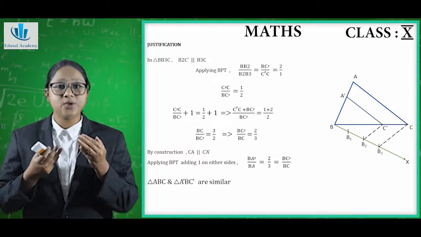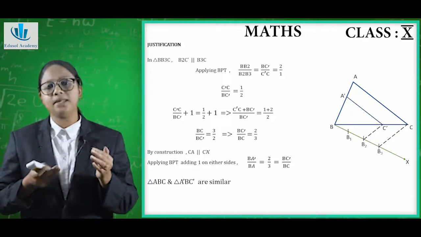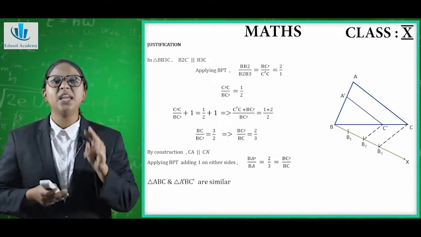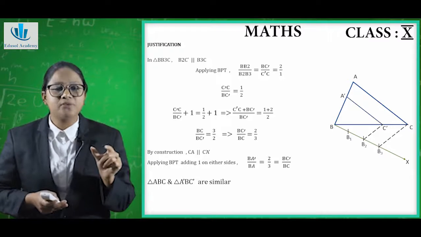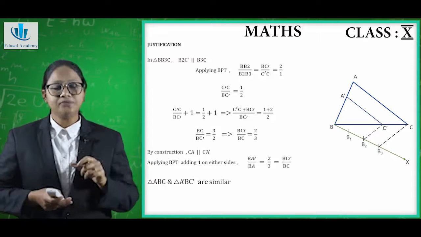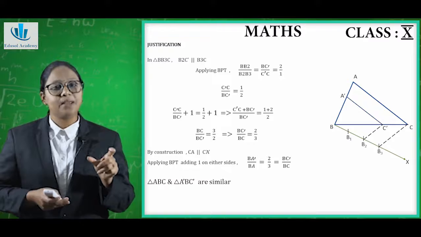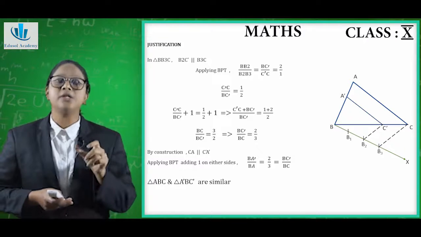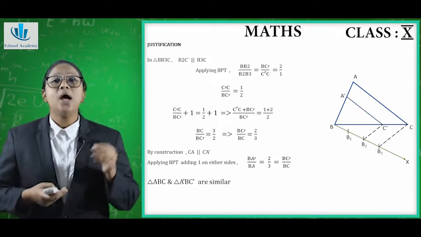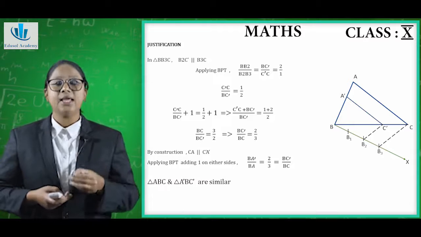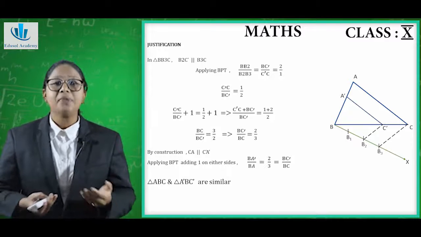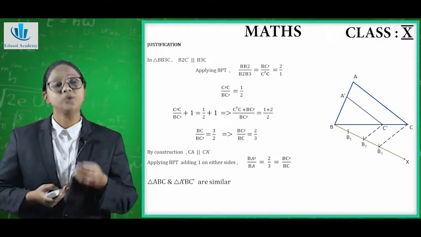Have a look at the side of the triangle BB3. In BB3, there are 3 equal divisions, right? B1 is the first, B1B2 is the second, B2B3 is the third. So there are 3 divisions, and out of that, 2 are covered in BB2 and 1 is covered in B2B3. So that's how we get the ratio as 2 by 1. So the ratio BB2 by B2B3 is equal to BC dash by C dash C by BPT, and both of those are equal to 2 by 1.